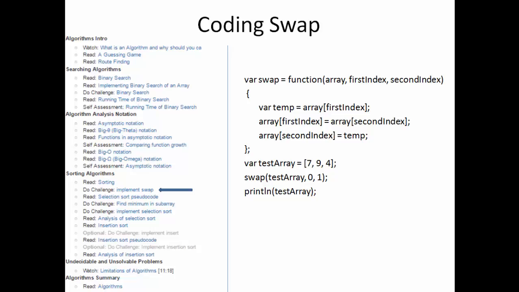Again, it's a typical Khan challenge where they'll give them the statement of the problem and the outline. And here's the solution. Basically, you're writing a function called swap that takes the array, the first index in the array, and the second index in the array that you want to swap. You declare a temp variable, and that gets the first element of the array. Then you say the first gets the second element of the array, and then the second gets the temp.